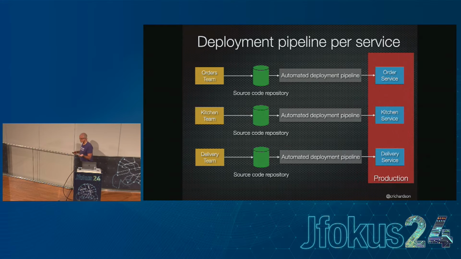Now, in a microservice architecture, you'd actually have a deployment pipeline per service. One of the key defining characteristics of the microservice architecture is that services are independently deployable, that each one has its own deployment pipeline, and it is tested in isolation. And so if you're doing end-to-end testing of your microservices, something is not quite right there.